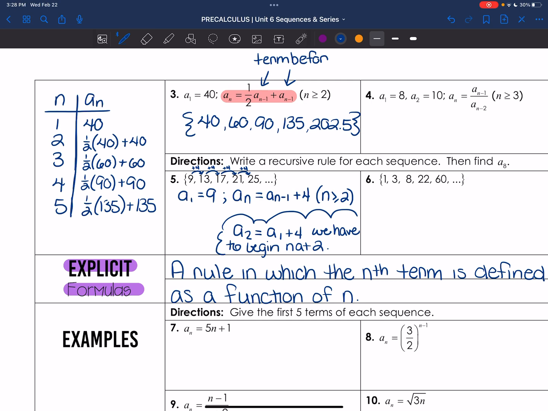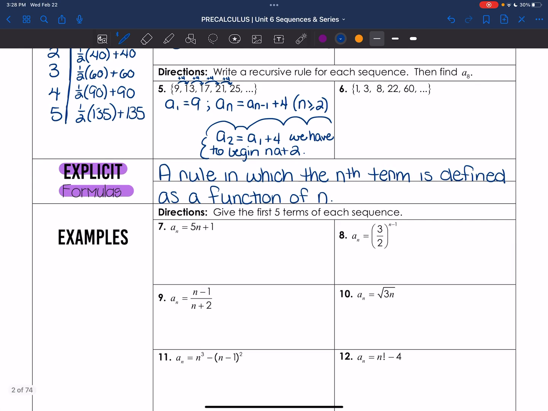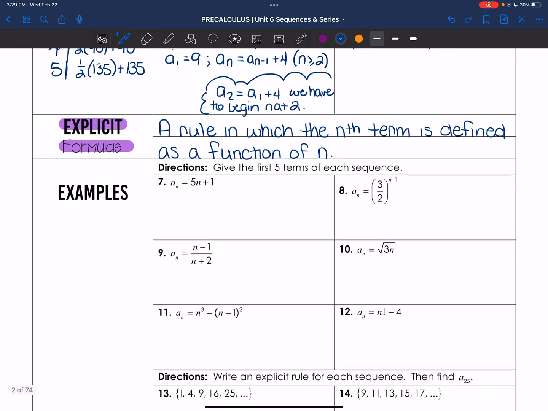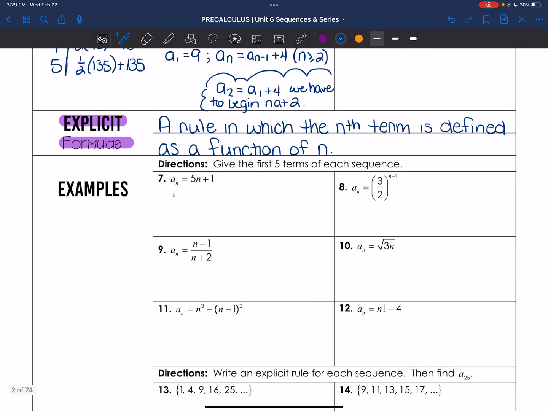Just to clarify there. Now, I want to contrast these recursives with explicit formulas. An explicit formula is going to be a rule where the nth term is defined as a function of n. So you don't look back, you just base it on right there at that position, at that moment. So looking here at number 7, what does this mean? This means that if I want to know the value there, all I need to do is plug in the nth position.